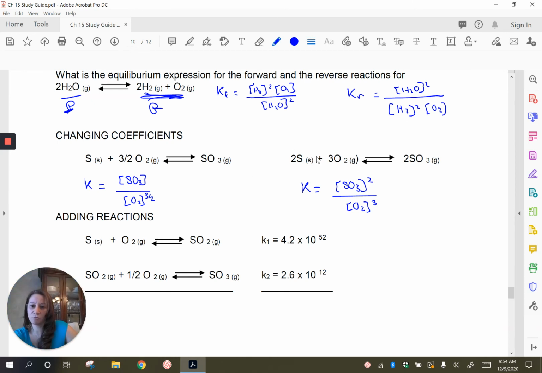To go from this reaction to this reaction, I doubled it. To go from this K to this K, I squared it. So whatever you do to your reaction, you do to the power of K. So if I doubled my reaction, I raise my K to the 2nd power. I square it. If I triple my reaction, then I raise K to the 3rd power. If I multiply my reaction by -1, like I reverse it, flip it, then I would raise my K to the -1, and so on.